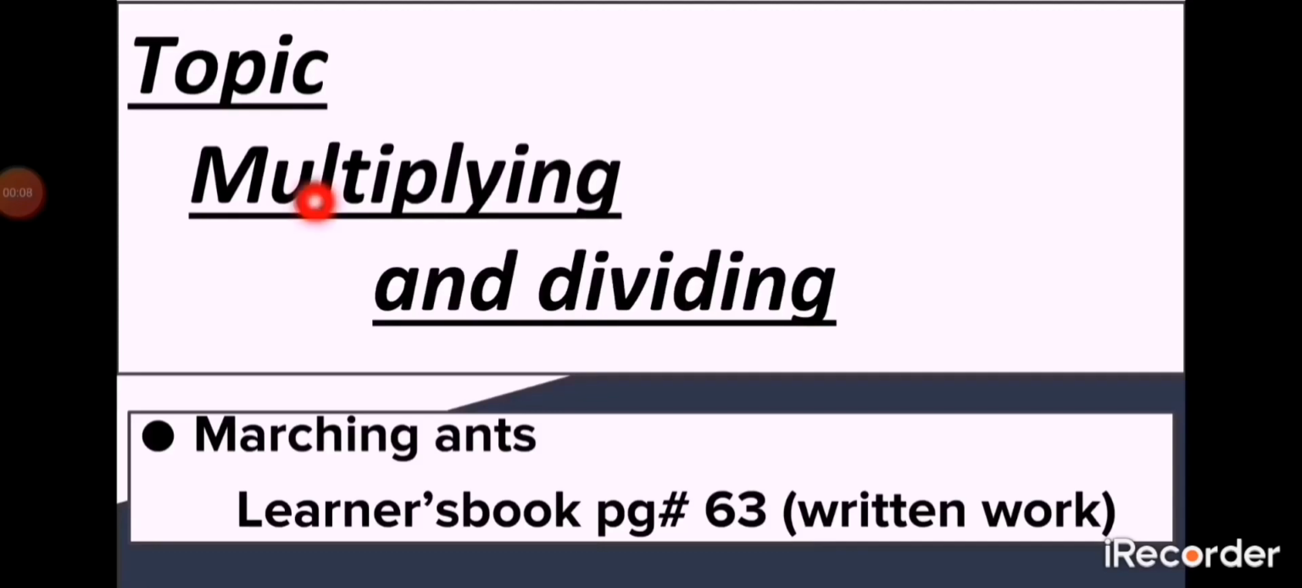Today our lesson is about multiplying and division. As you know, there are four mathematical operations of our arithmetic: addition, subtraction, multiplication and division. We have done addition and subtraction in our previous lesson, and today we are going to work on multiplication. Our topic is multiplying and dividing.